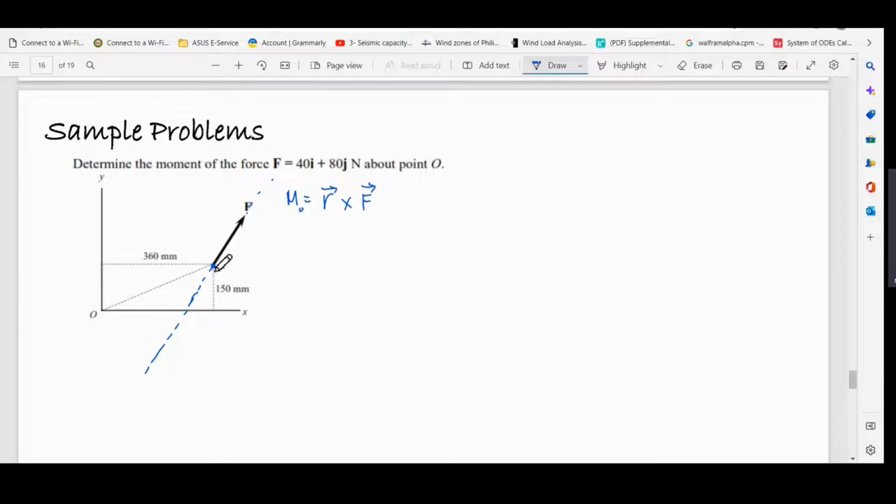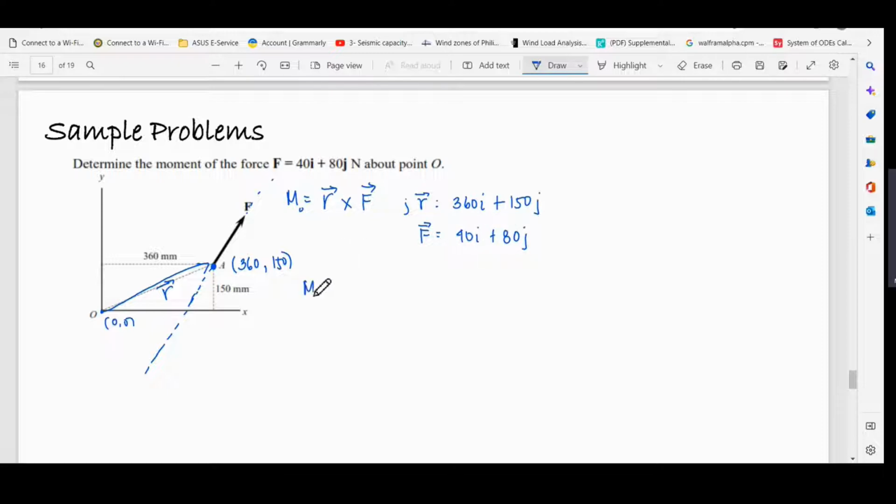Diba dito? We have here a coordinate. So ano yung coordinate dito? We have here 360, and then y-axis is 150. So meron tayong coordinate yan. Of course, the origin is 0, 0. So ito na ngayon yung magiging position vector r natin. The position vector r is just equal to the head minus tail. The head will be A, and then the tail will be the origin. Therefore, we have 360i plus 150j. And then for our force, the Cartesian vector form is already given. So we have 40i plus 80j.